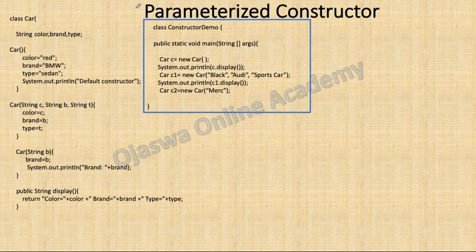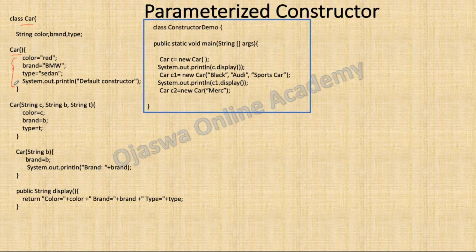Again, I will be taking the same example of class Car. If you look at the code, the first constructor where the parentheses are empty is called a default constructor. This one is my default constructor. There can be only one default constructor in your class.